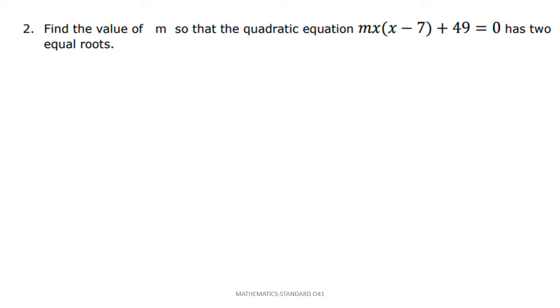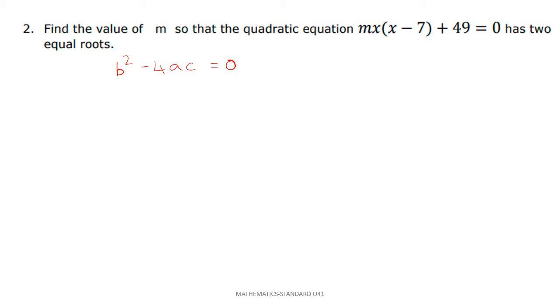Now question number 2. Find the value of m so that the quadratic equation has two equal roots. Yes, children, try to recall the chapter. What is the condition for getting two equal roots? B squared minus 4AC should be equal to 0. So first, from the given quadratic equation, try to find the values of A, B and C. Substitute them here and you can find the value of m from that.